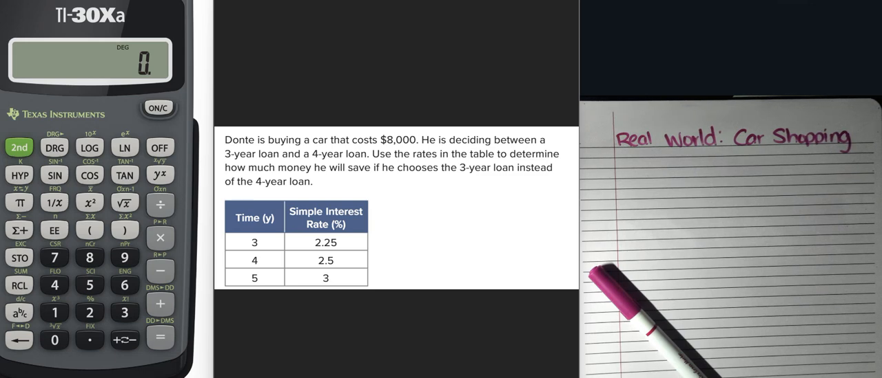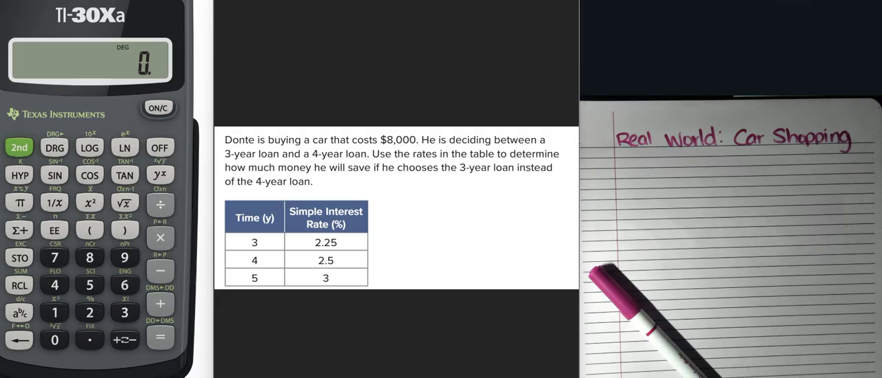Okay, so we're going to look at another real world problem. In this example, we are car shopping. And so I want you to see if you can solve this on your own. I know this is going to be a challenge, but these are the type of problems that we look at in the real world. So this is why math is very important for us for concepts like this.